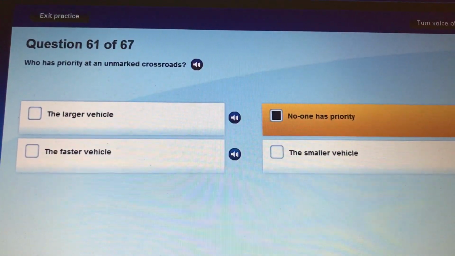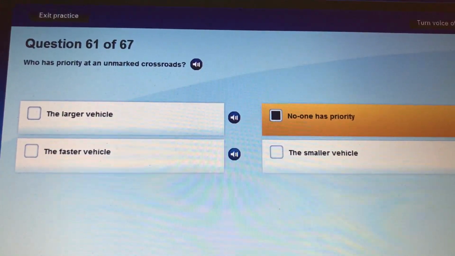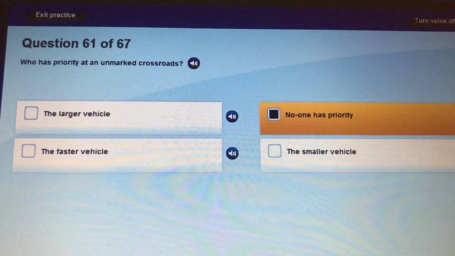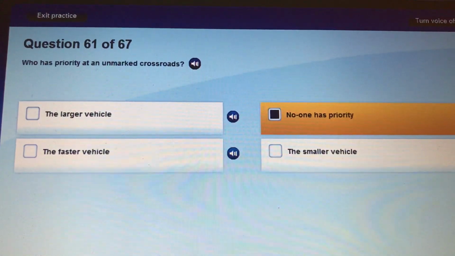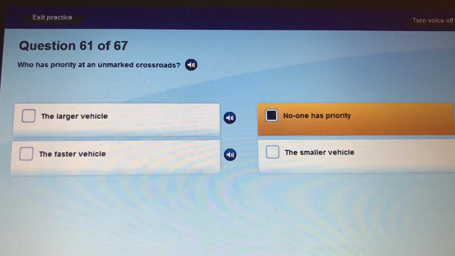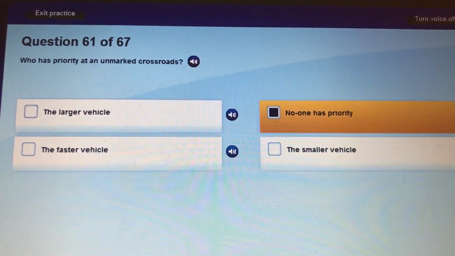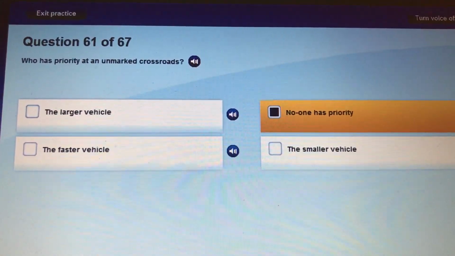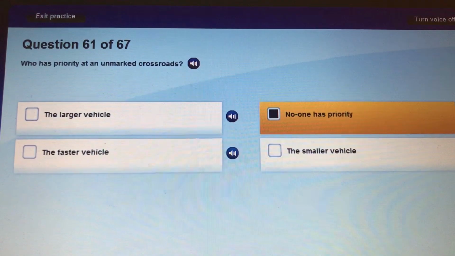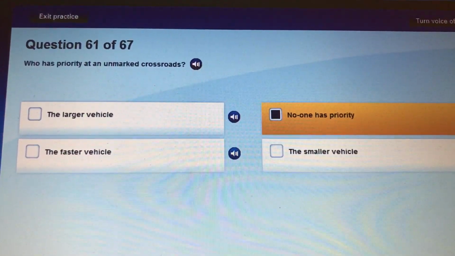Who has priority at an unmarked crossroad? Because it is unmarked, there is no marking. It means no one has priority. Everybody will keep driving, but with great care and at a reduced speed.